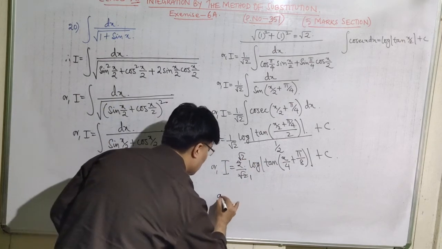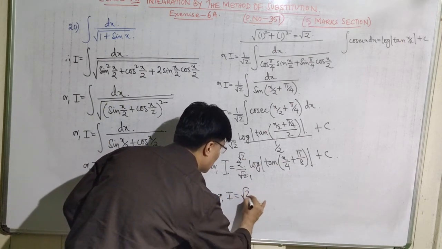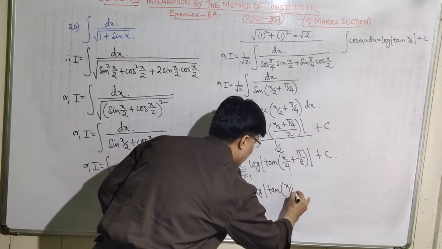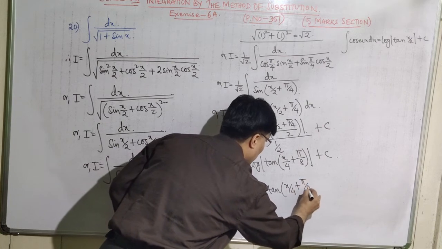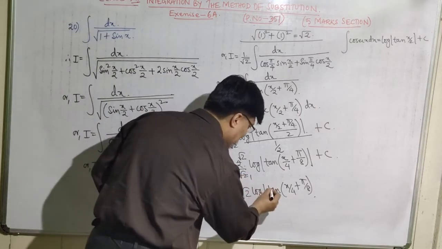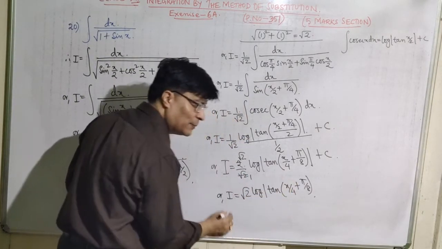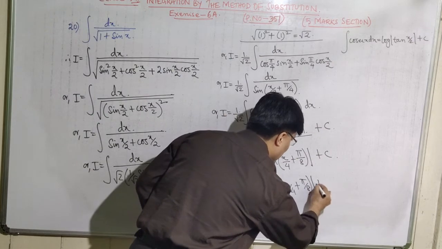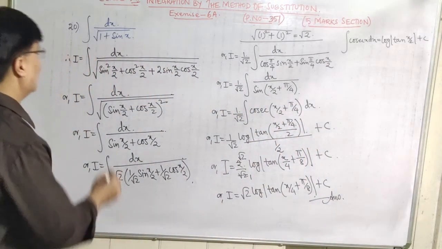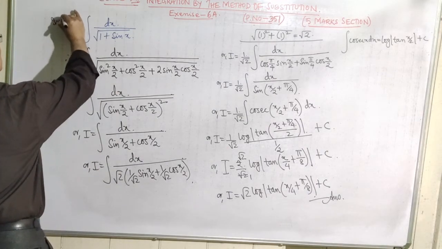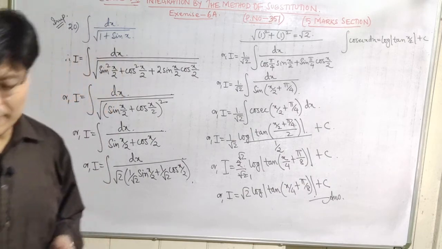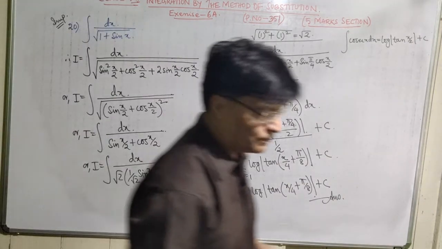Root 2 times. So I is equal to root 2 log within mod tan of within bracket x by 4 plus pi by 8, first bracket closed, mod sign closed, then plus c. So this is the final answer. So this question is also very, very important. So you can copy it. Now we'll do the next question.